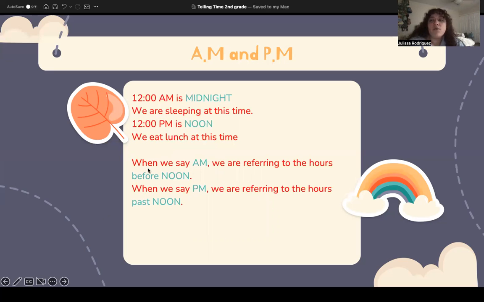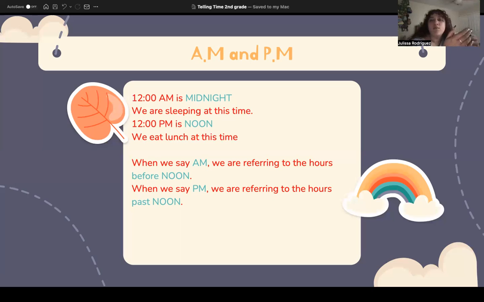When we say AM, we're referring to the hours before noon. So noon is 12 p.m. I'm sorry, when we say AM, we are referring to the hours before noon. So for instance, 6 a.m. is in the morning. It's usually when you wake up for school, or mom and dad are waking up in the morning, which is AM, before noon.